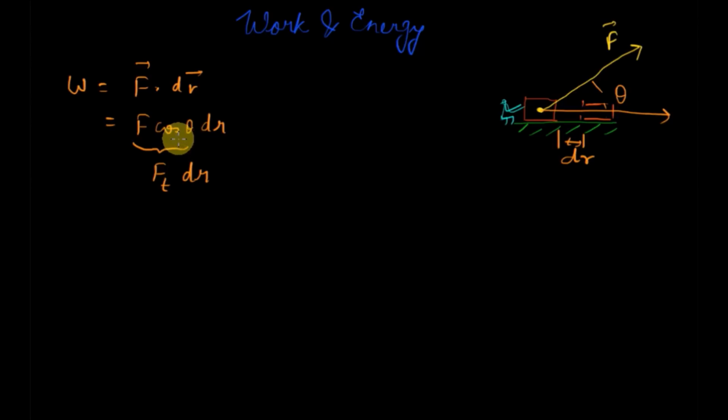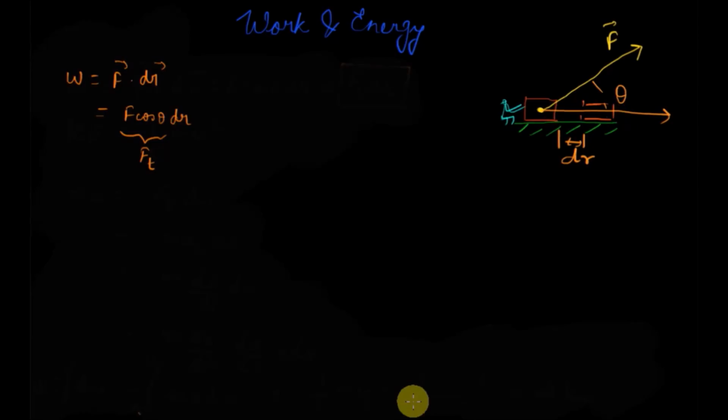Now what if theta is 0? If theta is 0, then it means the net force acting on the body acts in the direction of movement of the body. So in that case, the work done will be simply F dr. And if theta is 90 degrees, then the work done will be 0, because cos 90 degrees is 0.